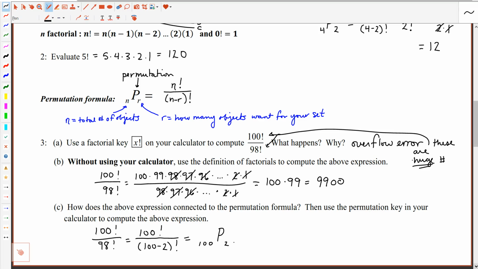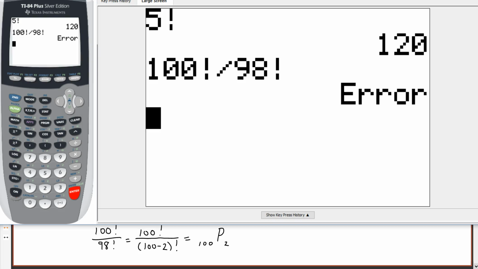Right, so for this permutation then, it says use the permutation key in your calculator. So notice it didn't say factorial key. Your calculator also should have a permutation option. In my calculator, it is right next to where we pull the factorial. So how I key this into my calculator is first I have to enter what I want my value for n to be, which would be the 100.